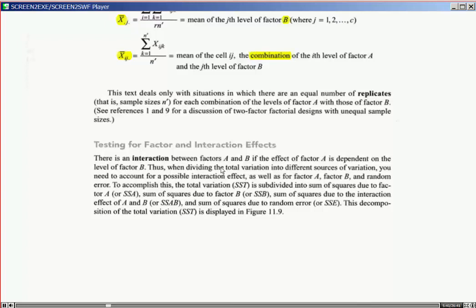This text deals only with situations in which there are an equal number of replicates, that is, sample sizes n prime, for each combination of the levels of factor A with those of factor B. See references 1 and 9 for a discussion of two-factor factorial designs with unequal sample sizes.